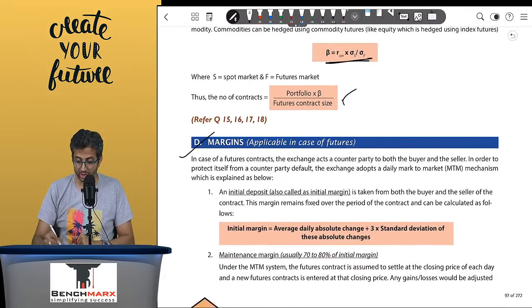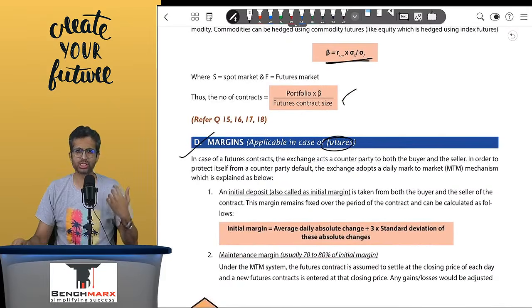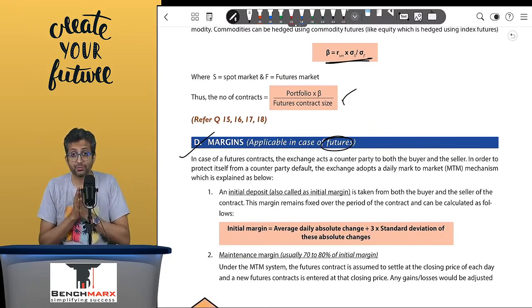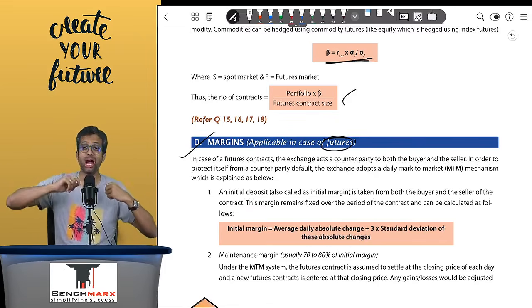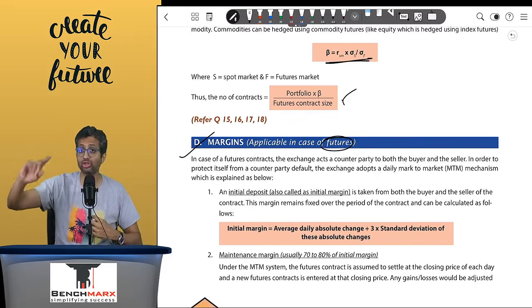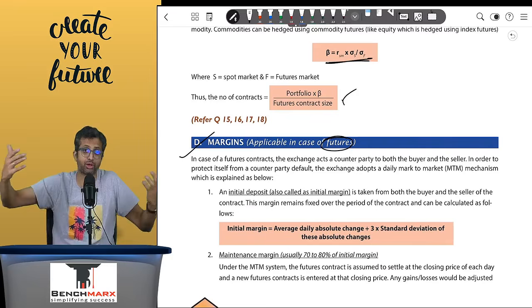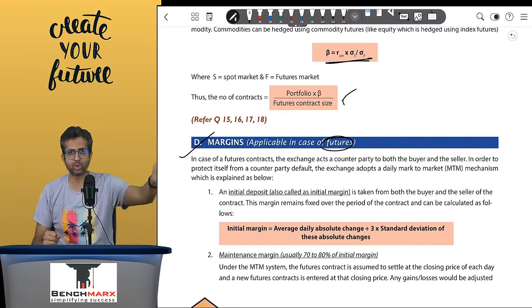Next, we have margins. Margins is applicable only in case of futures. It is not applicable for forwards because they are one-to-one contracts. So in futures, there needs to be a deposit that you need to pay. Why? Because the futures contracts are exchange traded. Now, if you have traded on the exchange, you know that if you buy anything on the exchange, you don't know who the counterparty is. But for a valid contract to exist, you should know who the counterparty is.